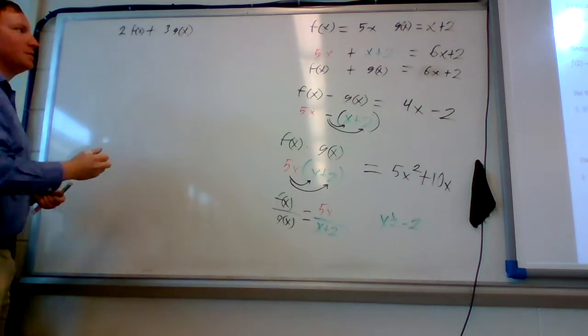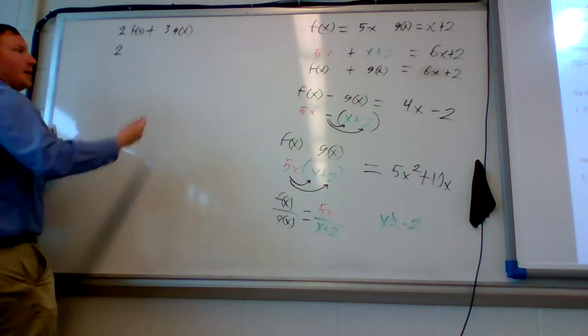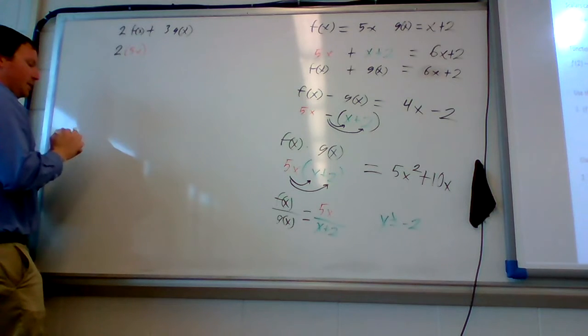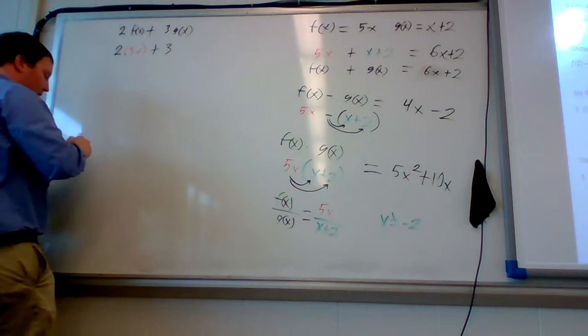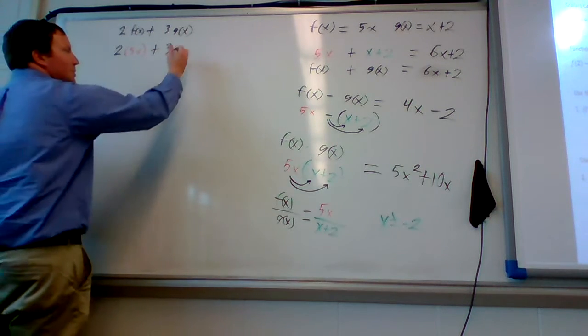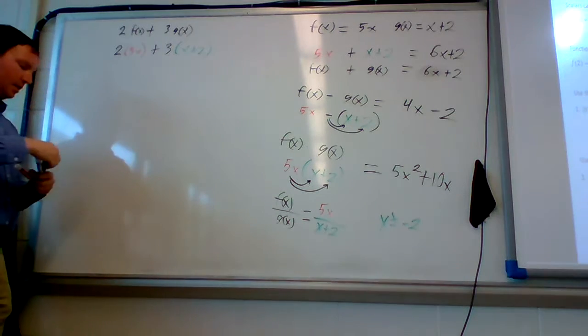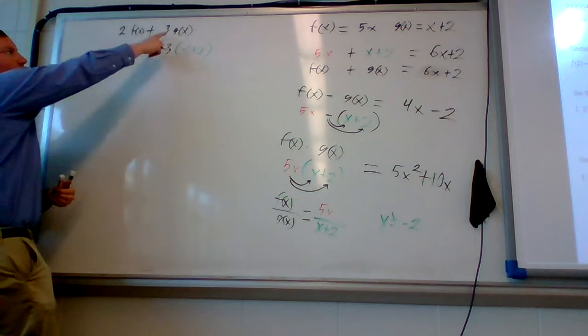And so what they're doing is they're taking 2 and multiplying it by the function f of x, which again is just 5x, plus 3 times our g of x, and g of x was still just x plus 2. So they're taking each function and multiplying it by a scalar out front.